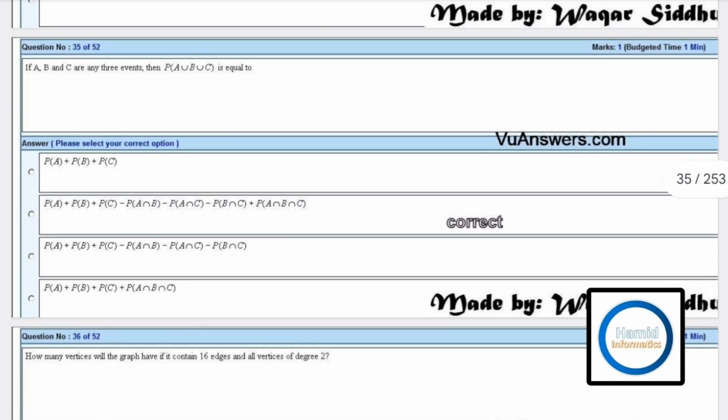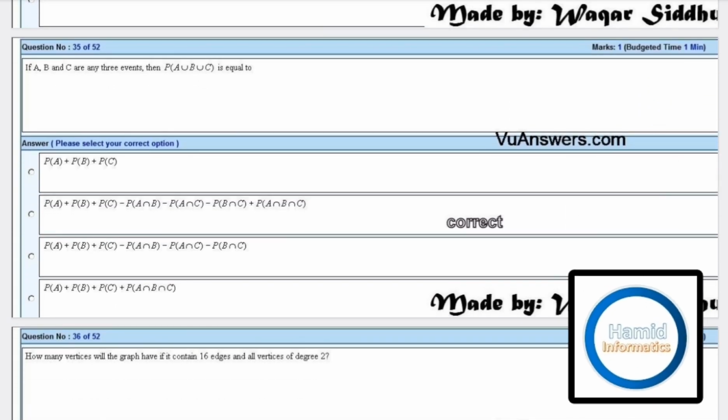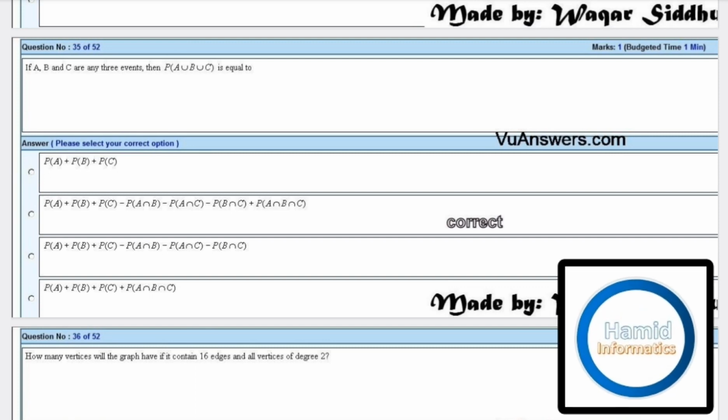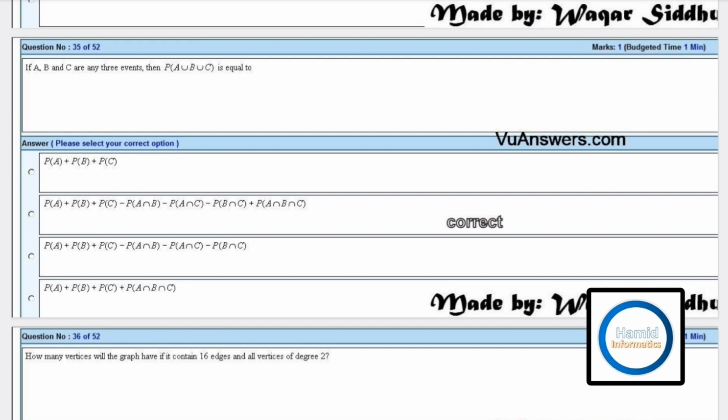Next question is if A, B and C are any three events, then P of A union B union C is equal to, answer is P of A plus P of B plus P of C minus P of A intersection B minus P of B intersection C minus P of A intersection C plus P of A intersection B intersection C.